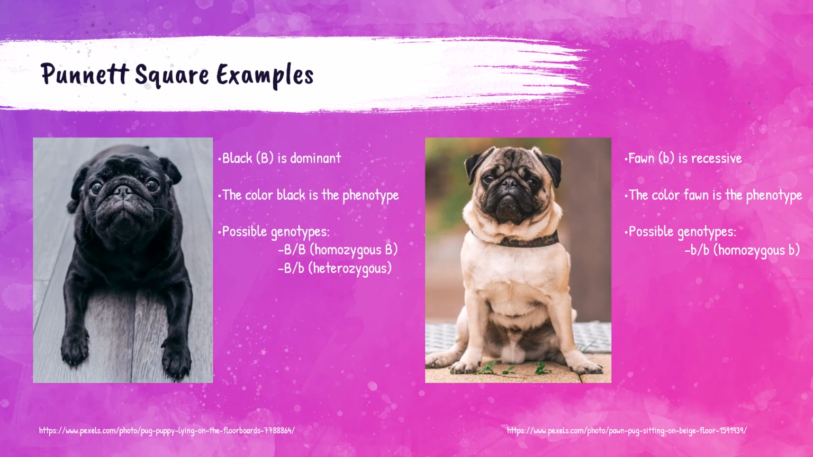Now for the little fawn here on the right-hand side, this kind of brownish tannish color with a black mask, that's considered fawn. There's only one possible genotype for this, and that is homozygous for little b. That means it has two little b alleles.